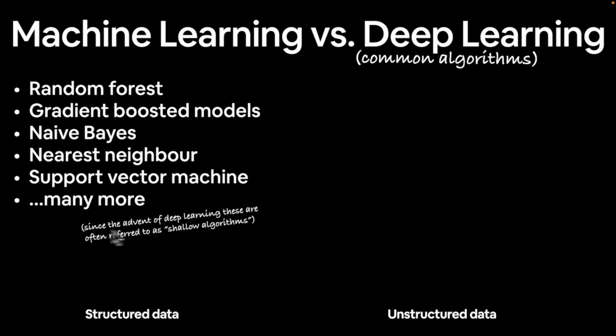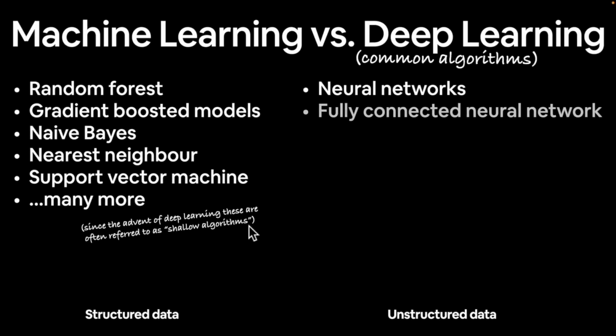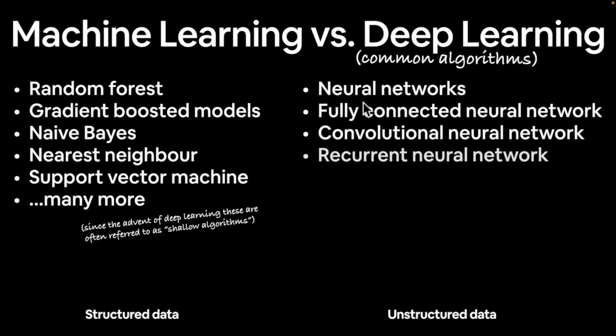But since the advent of deep learning, these are often referred to as shallow algorithms. So deep learning, why is it called deep learning? Well, as we'll see, it can have many different layers of algorithm. You might have an input layer, 100 layers in the middle, and then an output layer. But we'll get hands-on with this later on. And so common algorithms for deep learning are neural networks, fully connected neural network, convolutional neural network, recurrent neural network, transformers have taken over the past couple of years, and of course, many more.